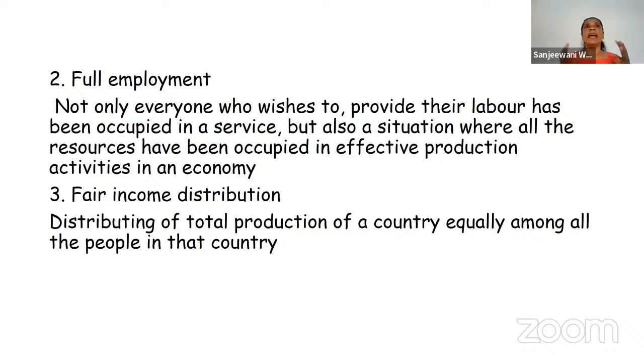So the government has an economic goal to provide job opportunities to everyone. So that is full employment. Not only that everyone who wishes to provide their labor has been occupied in a service, but also a situation where all the resources have been occupied, right? But how? In an effective manner, in effective production activities in the economy. That is full employment, right? Not only one or two, not only those who wish to provide the service, but also everyone. Okay, so that is full employment.